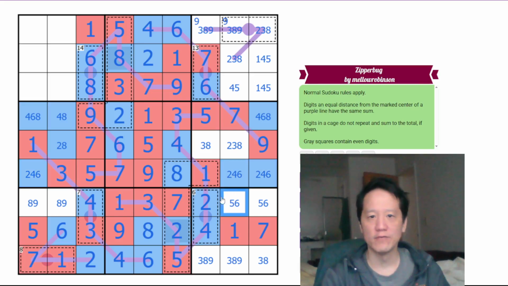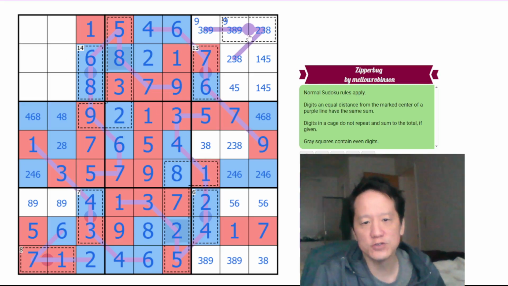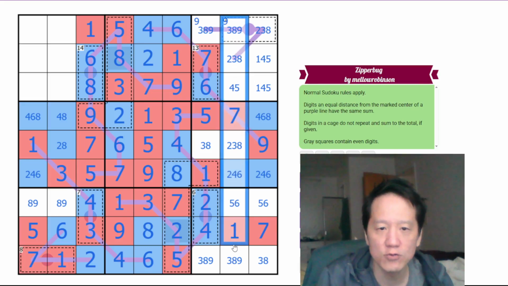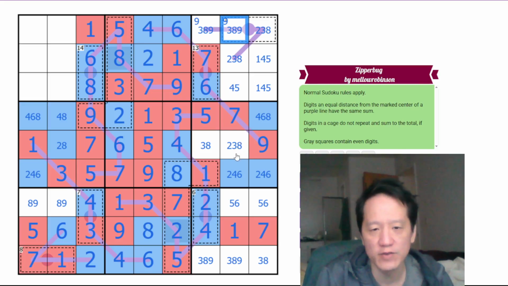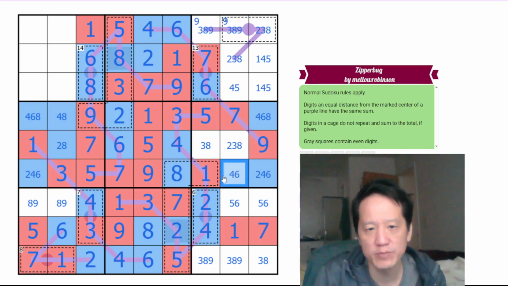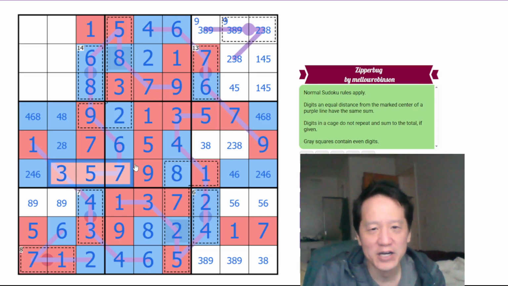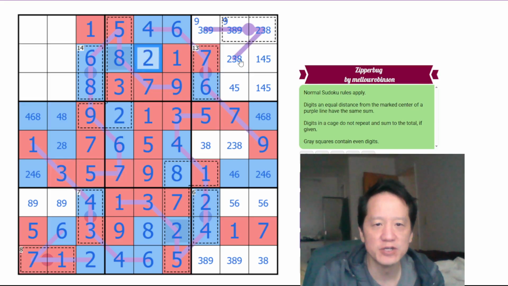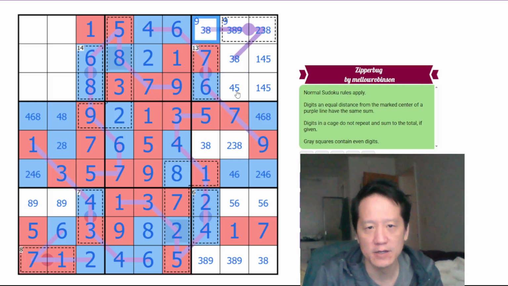What we do have, though, is in column 8, a 2, 3, 8, 9 quadruplet. This is 3, 8, 9, 2, 3, 8, 2, 3, 8, and 3, 8, 9, which eliminates 2, 3, 8, and 9 from the rest of the column. So this can't be 2. That's all we got. Oh, this can't be 2 because of this 2 now. So this can't be 2, which means this cannot be 9.